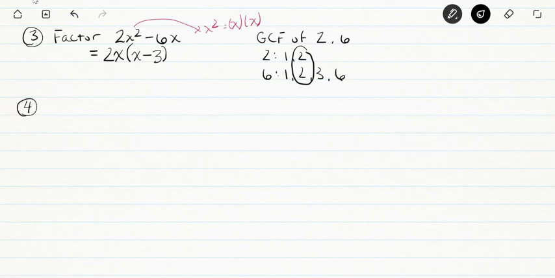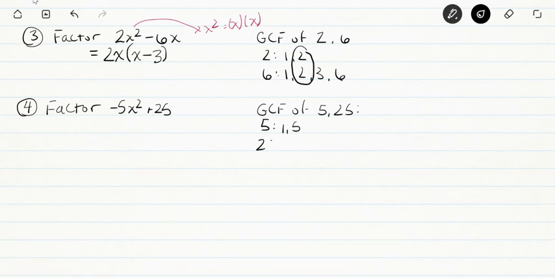All right, let's do one more for common factoring. We want to factor -5x squared plus 25. So we're going to look for the GCF, or the greatest common factor, of 5 and 25. So factors of 5 are 1 and 5, and factors of 25 are 1, 5, and 25. So greatest common factor is 5.